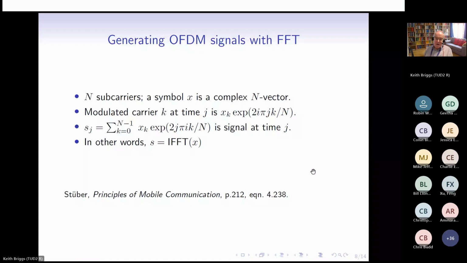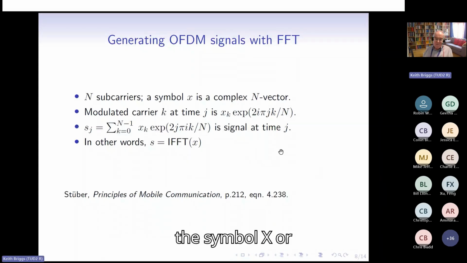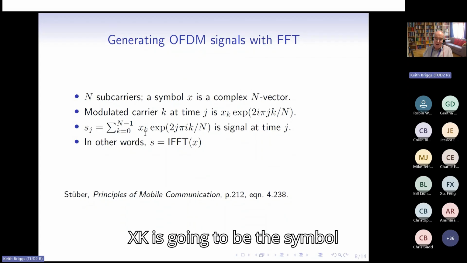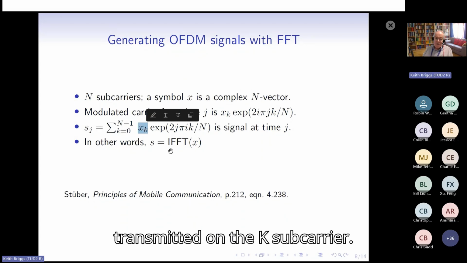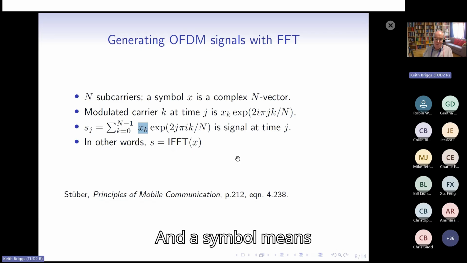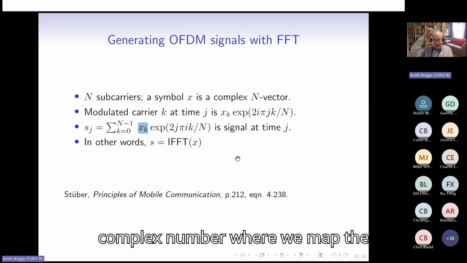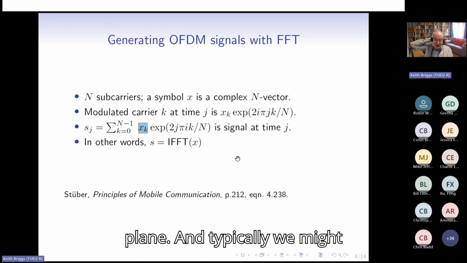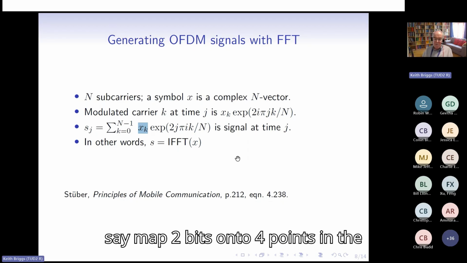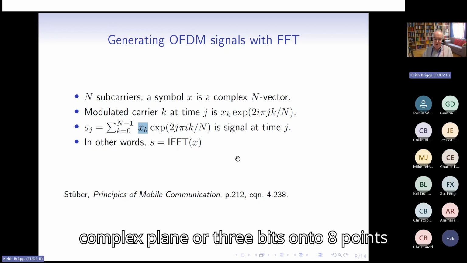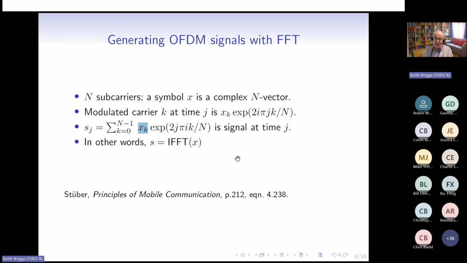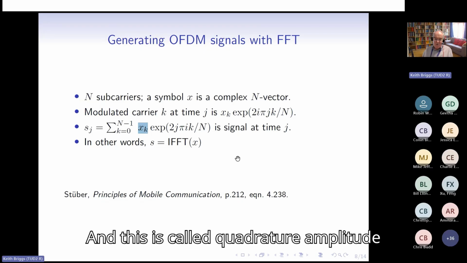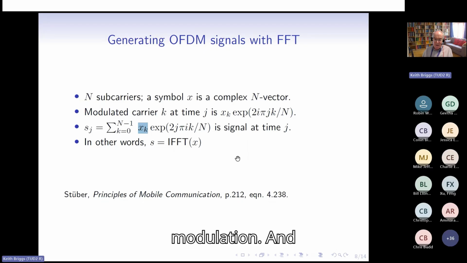So the symbol X, or XK, is going to be the symbol transmitted on the kth subcarrier. And a symbol is generally a complex number where we map the bits we want to transmit onto the complex plane. Typically we might map 2 bits onto 4 points in the complex plane, or 3 bits onto 8 points in the complex plane, in a regular square array. And this is called quadrature amplitude modulation.